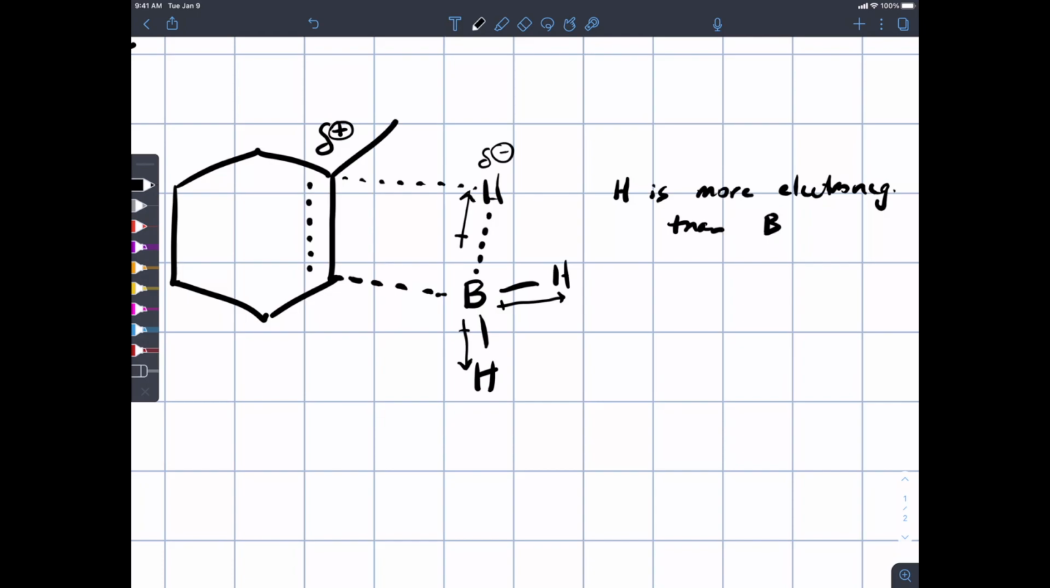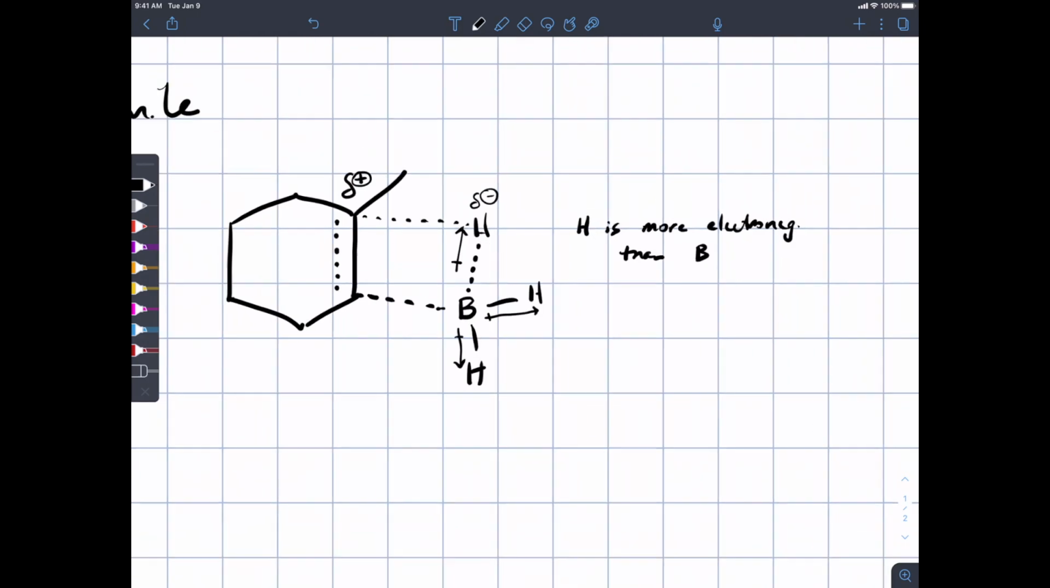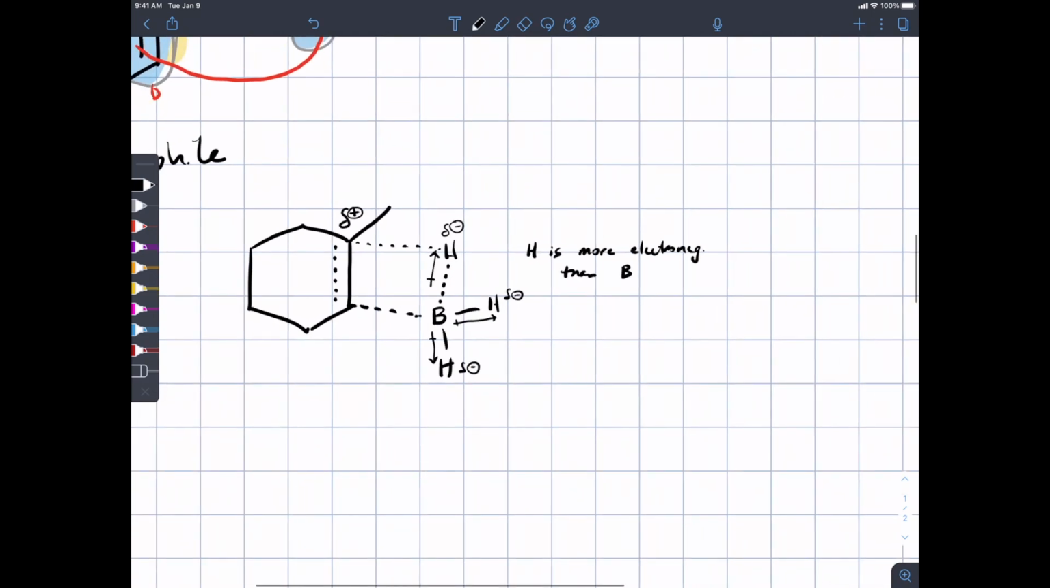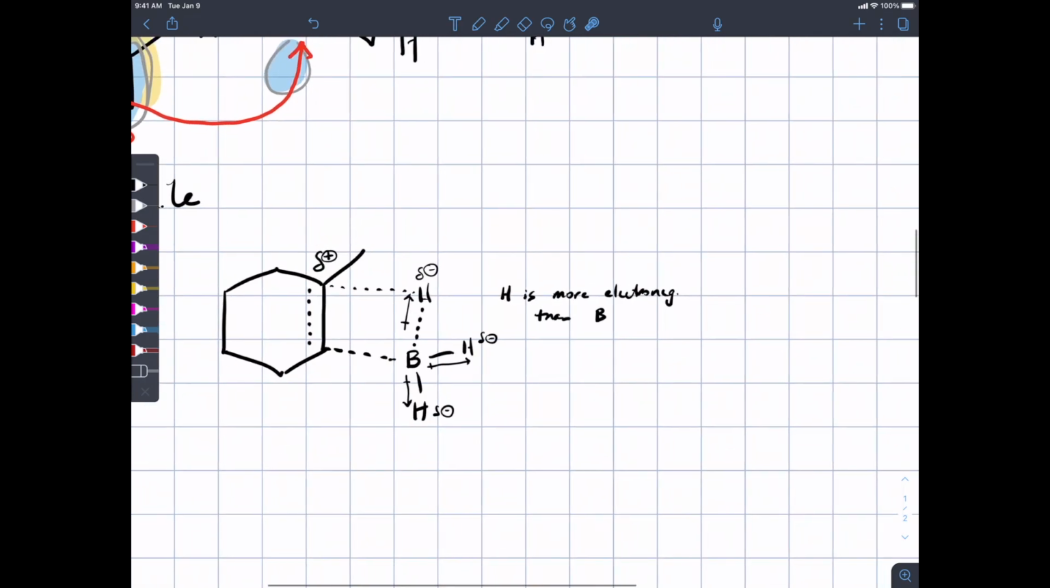All right? Yes? Is there a partial negative charge on each of the hydrogens? Yes, there would have been a partial negative charge on each of the hydrogens. Perhaps maybe more on the one that's close to the partial positive charge, I guess.